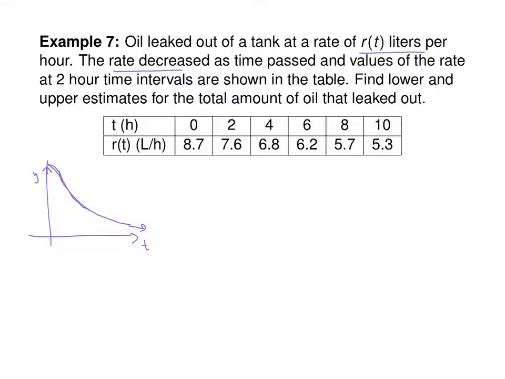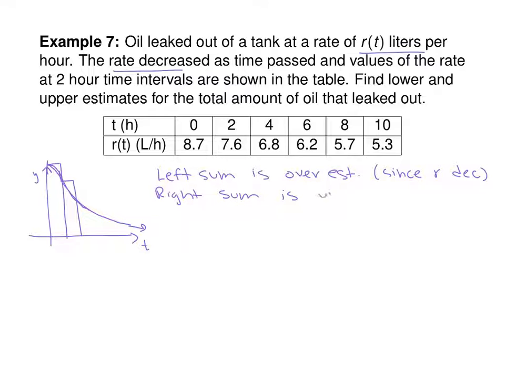So if you know your function is decreasing, the left sum is an overestimate because the function is decreasing. What about the right sum? What did you say? I couldn't hear you. Underestimate. Okay, so 2, 4, 6, 8, 10.